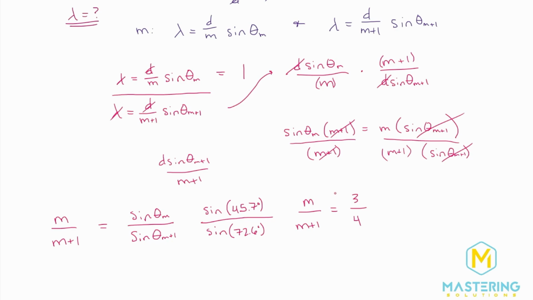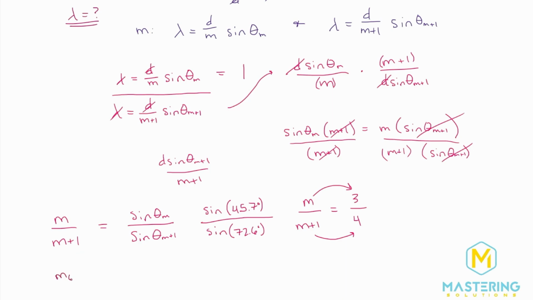So m in this case is 3, and the second order for the angle that they gave us, the m plus 1, is 4. So that was a lot of work just to figure out that m equals 3 in this case, and the second one is 4. Now that we have that information, we can go back to our other equation, this one here, and we can solve for the wavelength. So let's rewrite our two equations.